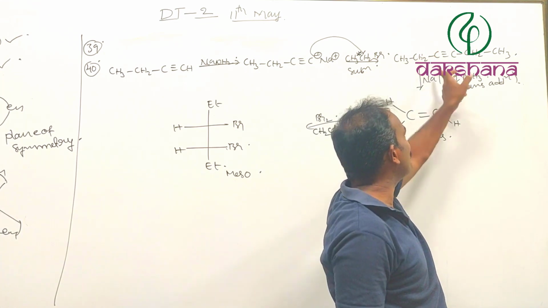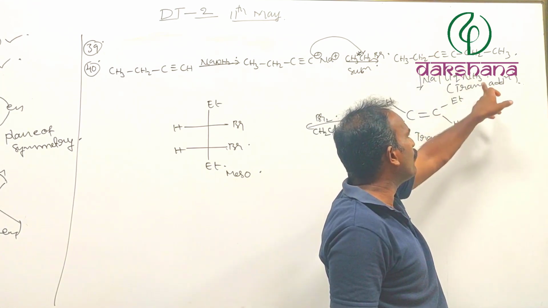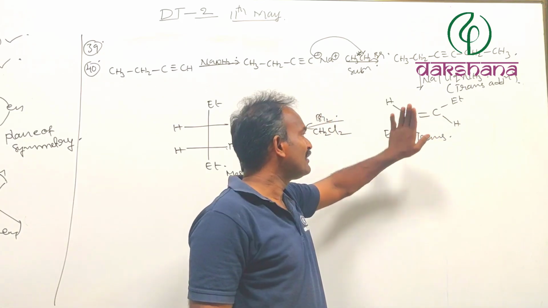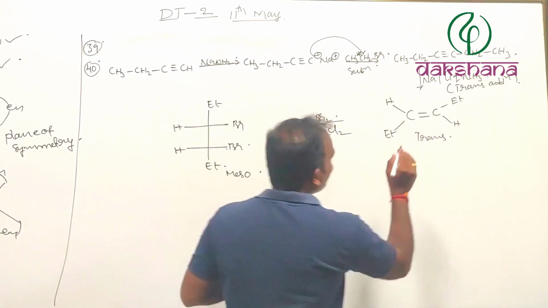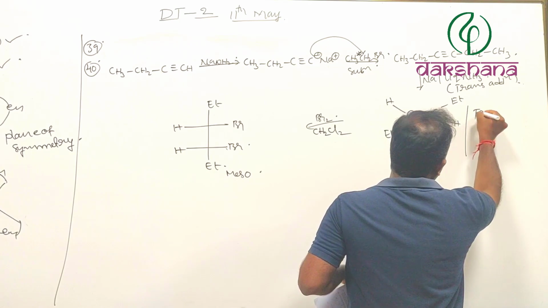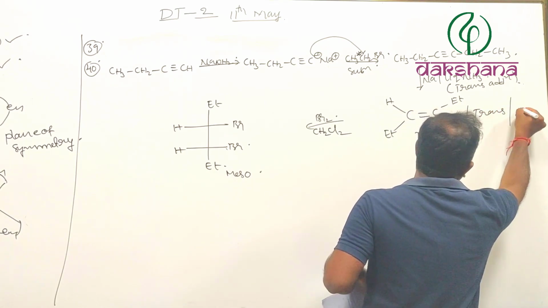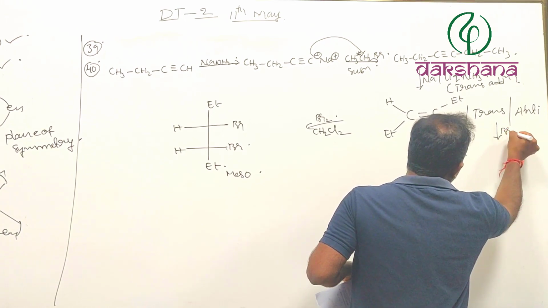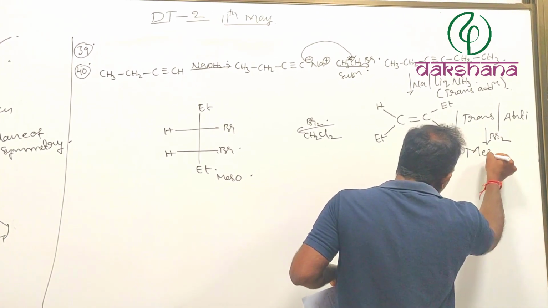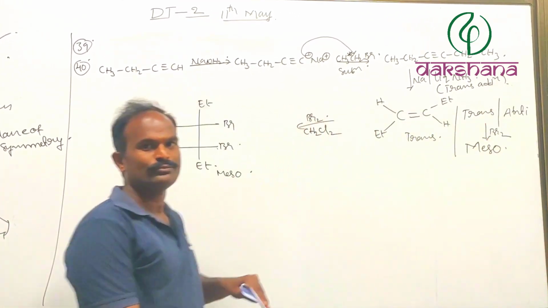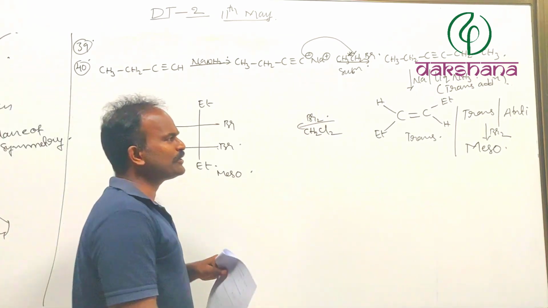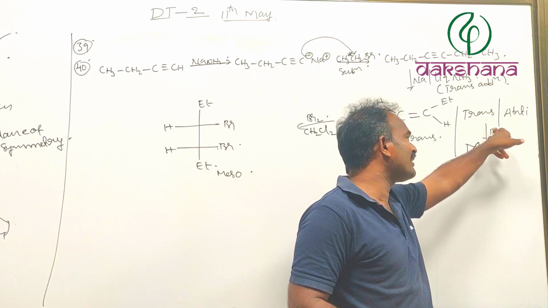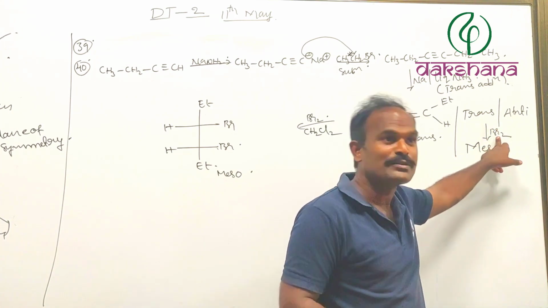Then this 3-hexyne is reacted with sodium in liquid ammonia, trans addition takes place and it is going to form a trans compound, or anti compound. When it reacts with bromine, it always gives meso. Definitely it is going to give meso. Whereas a cis compound or syn compound, when reacted with bromine, gives a racemic mixture.